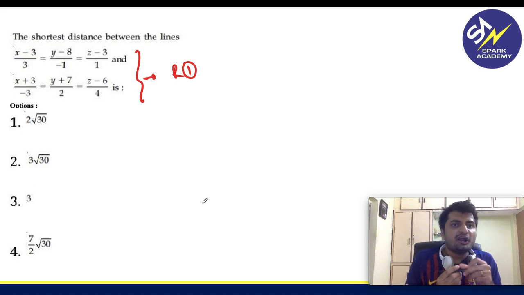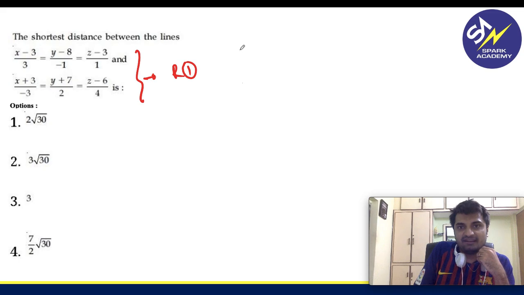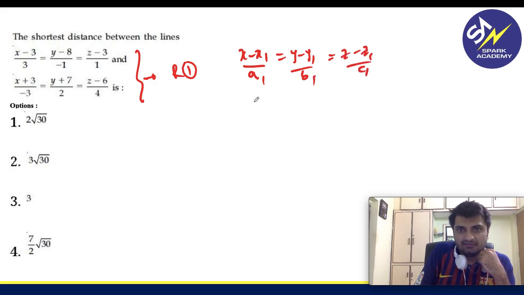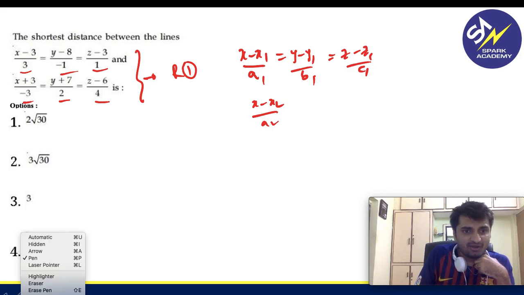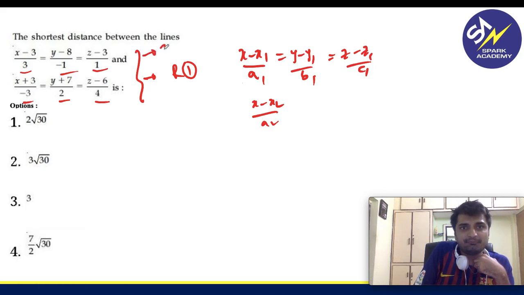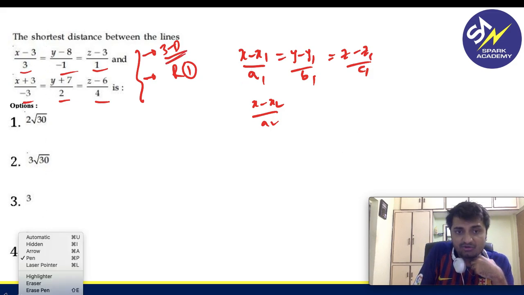Now, shortest distance, you remember this, guys. We had done this, right? If you have (x minus x1)/a1 = (y minus y1)/b1 = (z minus z1)/c1, and (x minus x2)/a2 = (y minus y2)/b2 = (z minus z2)/c2, but here the DRs are different, right? So since the DRs are different, this is a 3D geometry sum. So whatever is in the denominator, those are DRs, right?